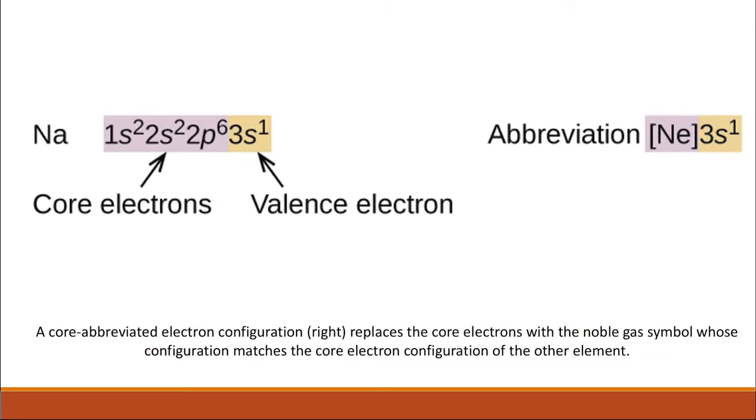For example, when we look at sodium, the electron configuration is 1s2, 2s2, 2p6, and then 3s1. The valence electrons are the 3s1, and these core electrons represent the electron configuration of a noble gas, which is neon. So we can write it in abbreviated form as neon and then 3s1.